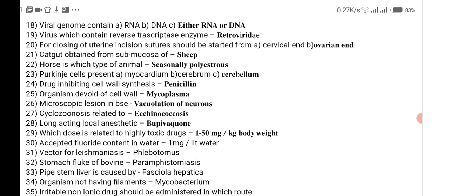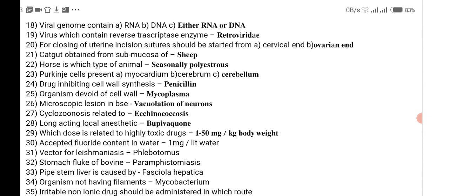Drugs inhibiting cell wall synthesis are penicillin, cephalosporin, carbapenem and monobactams. Organism devoid of cell wall is mycoplasma. So penicillin, cephalosporin, carbapenem and monobactams cannot be applied to mycoplasma, as they inhibit the synthesis of cell wall and mycoplasma is devoid of cell wall.